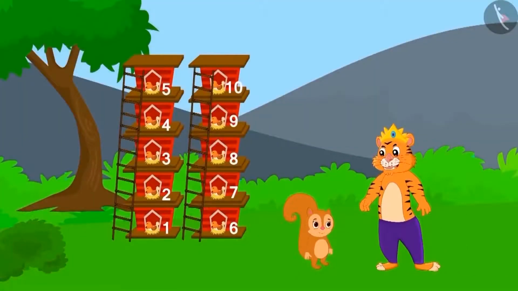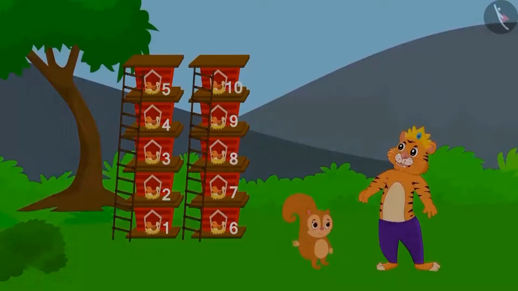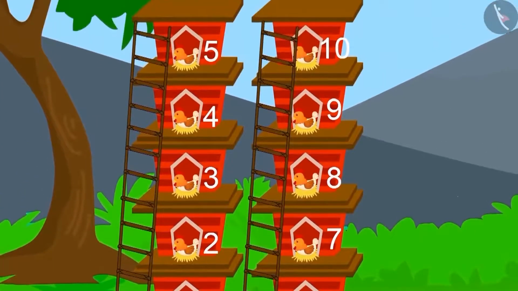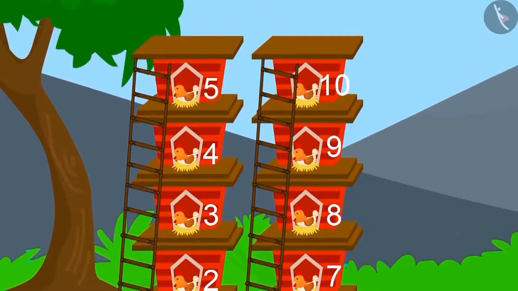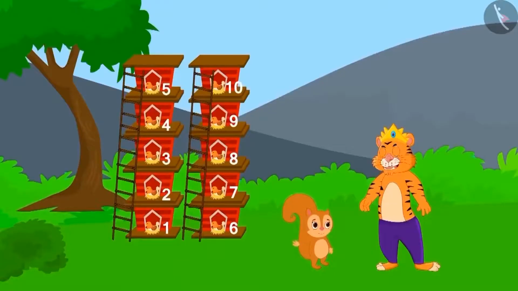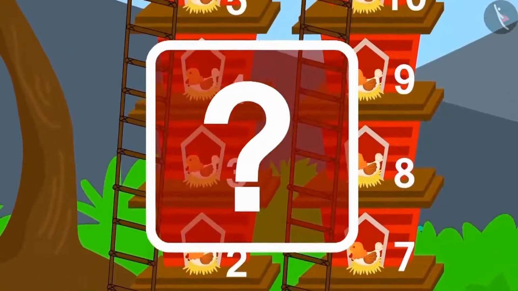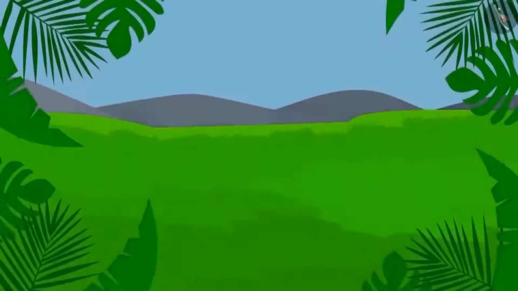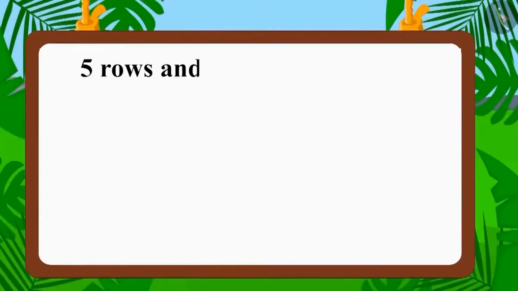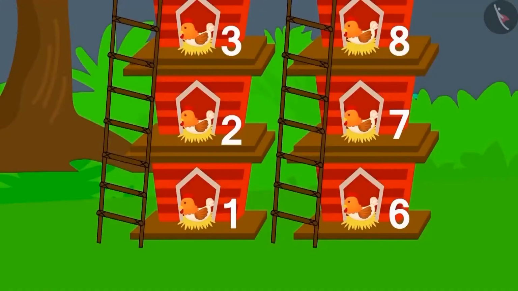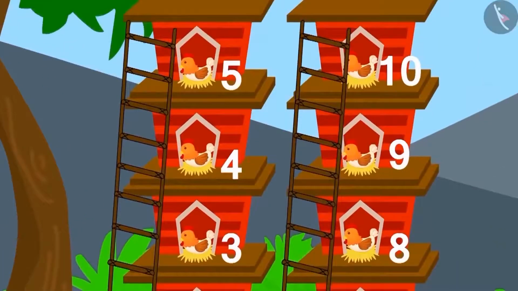Now the king arrived to see the house built by Chanda. Chanda had made use of 5 rows to build the house like this for hens, and each row had 2 hens in them. Was the house built by Chanda correct? 5 rows and 2 hens in each row. Is the number of hens in each row equal?